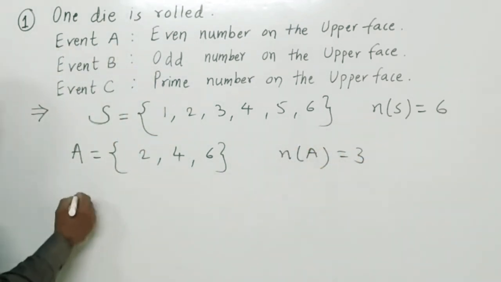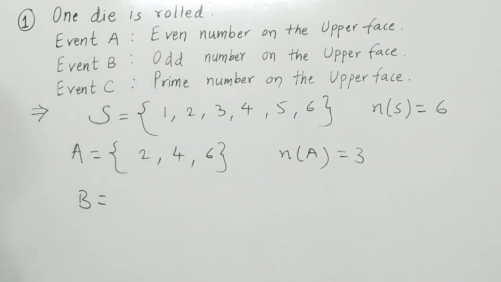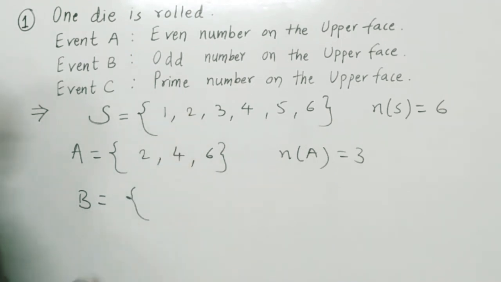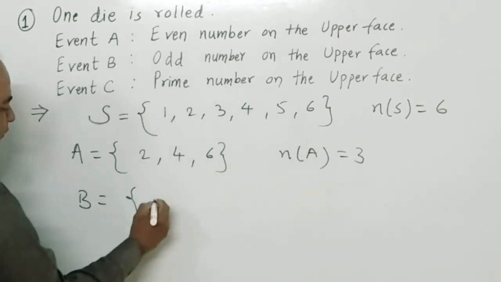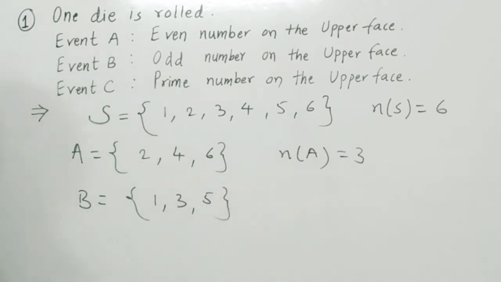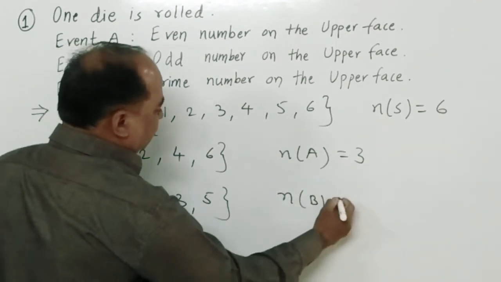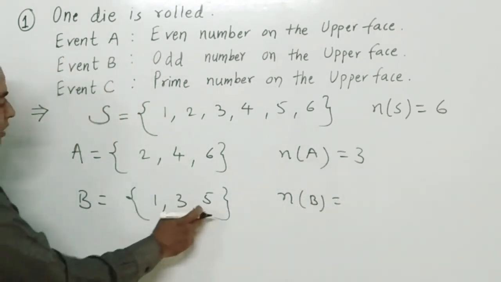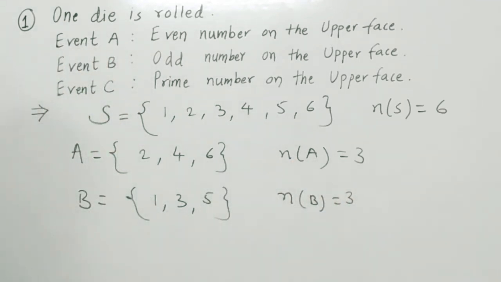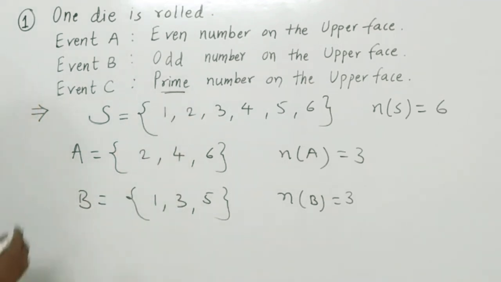Now next is B. Event B is odd number on the upper face of the die. So odd numbers are 1, 3 and 5. These are the odd numbers. So n(B) is also equal to 3. Now event C is the prime numbers on the uppermost face of the die.